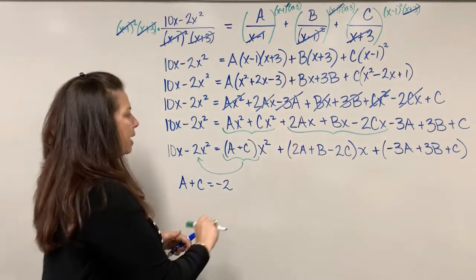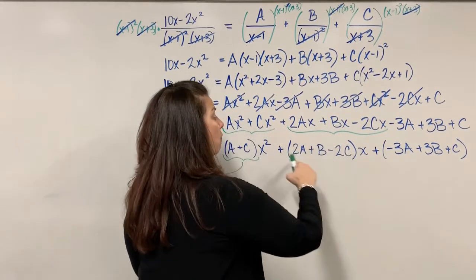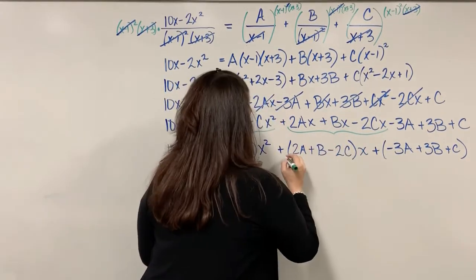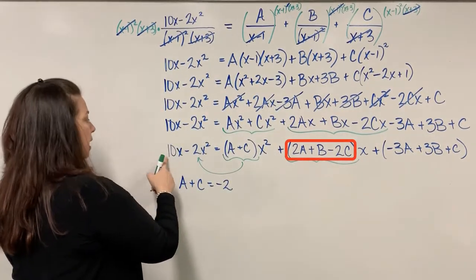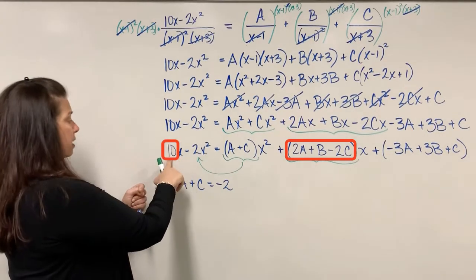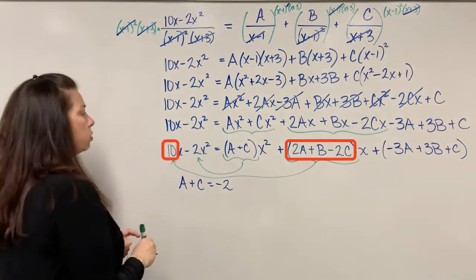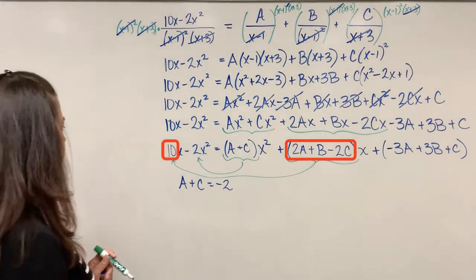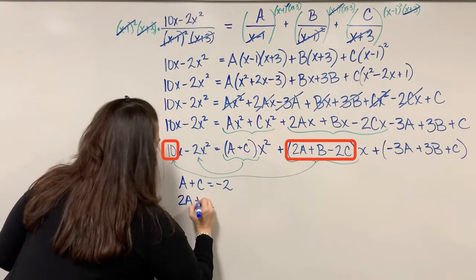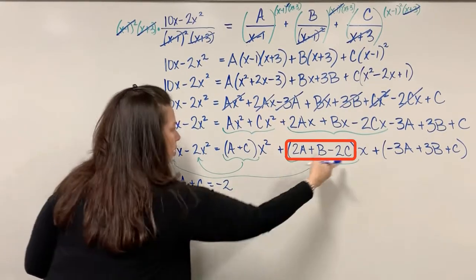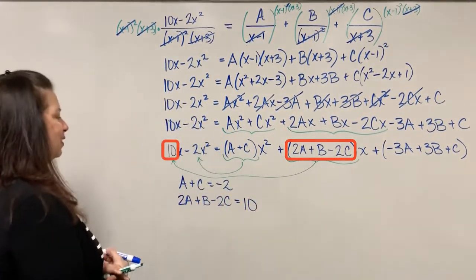Okay. My next piece, 2a plus b minus 2c, is the coefficient in front of the x term. When I compare this whole piece back over here on the left side, I see here's my x term. It has a coefficient of 10. So when I compare those two, I have yet another equation set up. So now I have 2a plus b minus 2c, this whole thing, is equal to 10. Okay, so far so good.